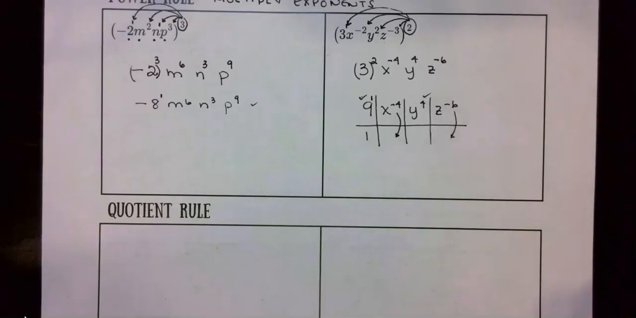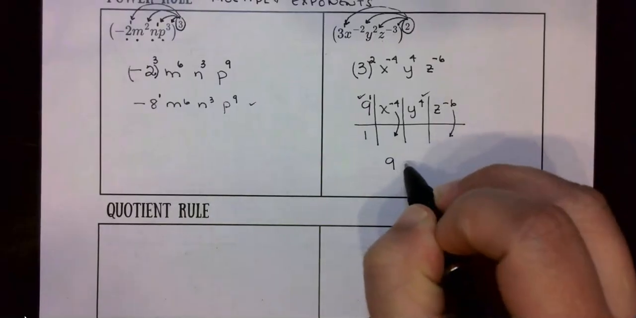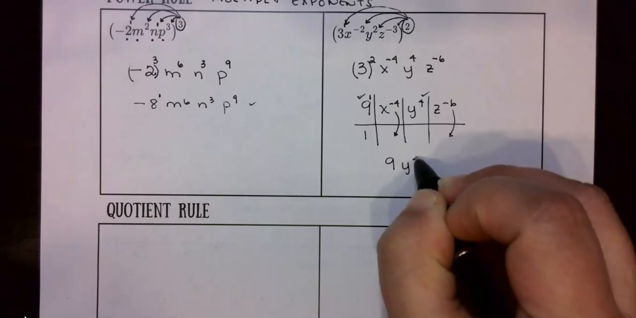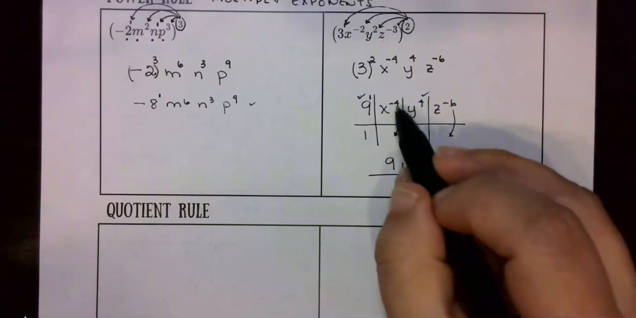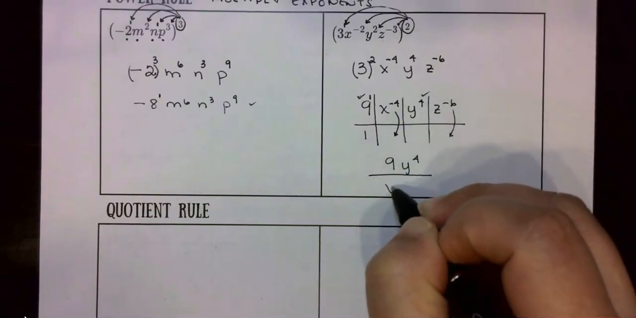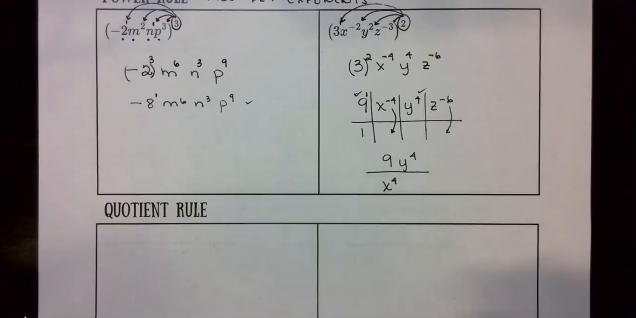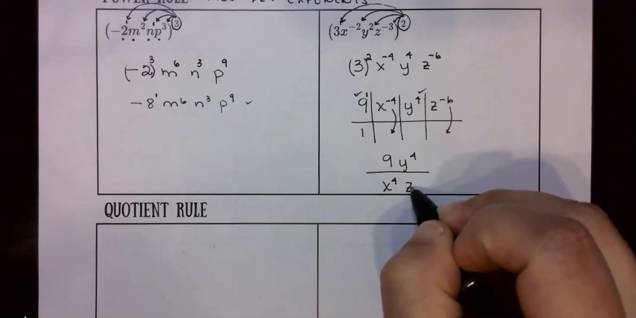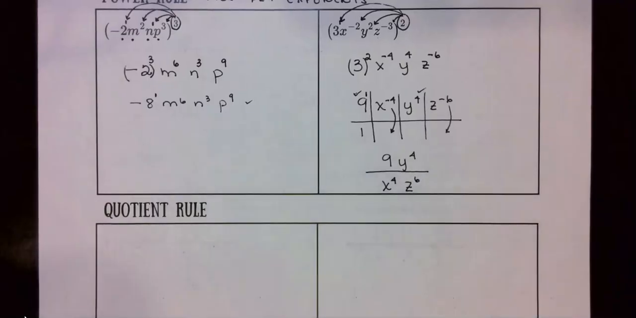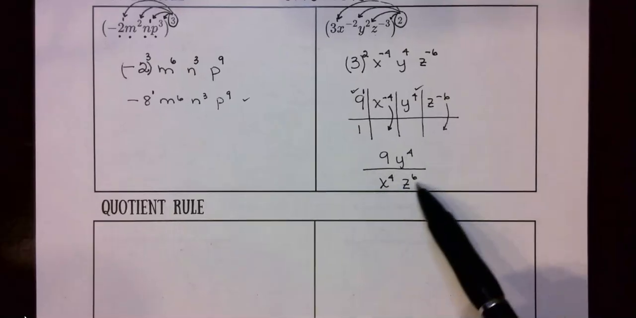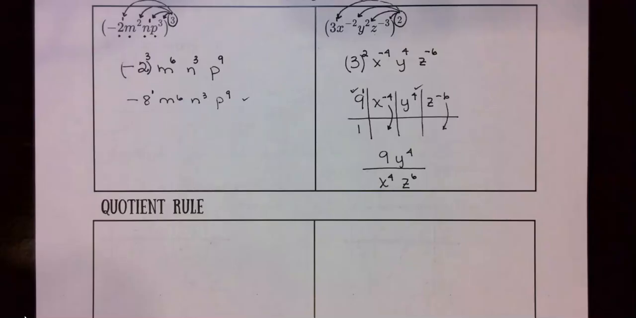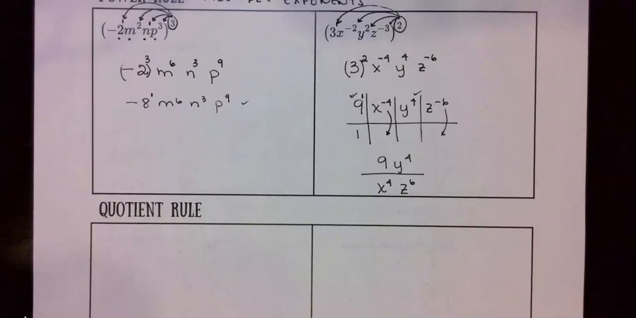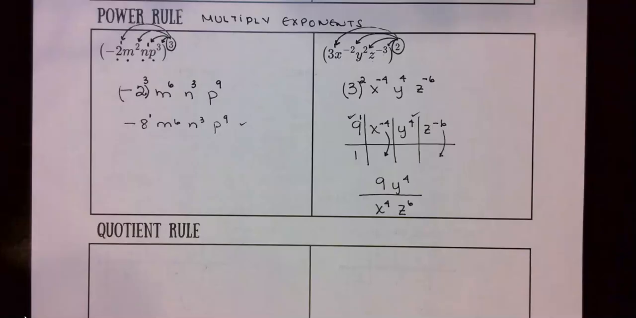So let's clean it up. 9 stays on the top. Y to the 4th stays on the top. This -4 becomes a positive 4, but on the bottom. This -6 becomes a positive 6 at the bottom. So this is our final answer because we have 1x, 1y, 1z. They're all positive and none of them are zeros. This is my final answer for the power rule.